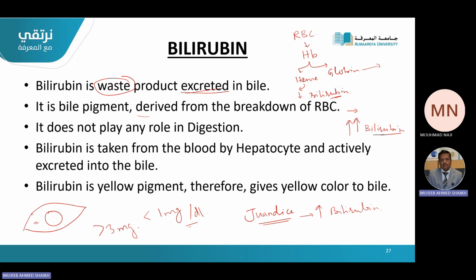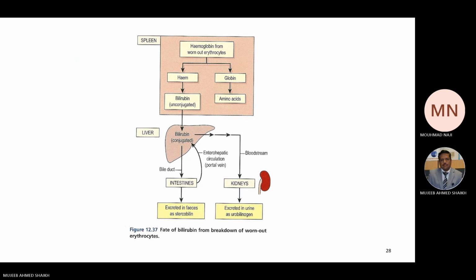So this white outer part will show you yellowish discoloration. This is due to increased bilirubin concentration, and this is seen in a condition known as jaundice. This diagram shows you how bilirubin is formed in our body.